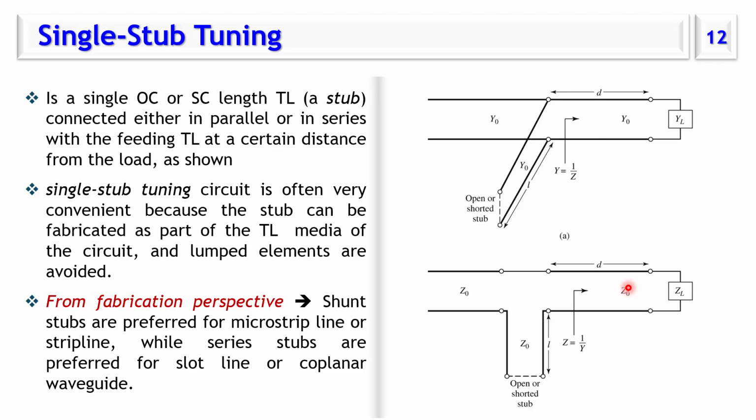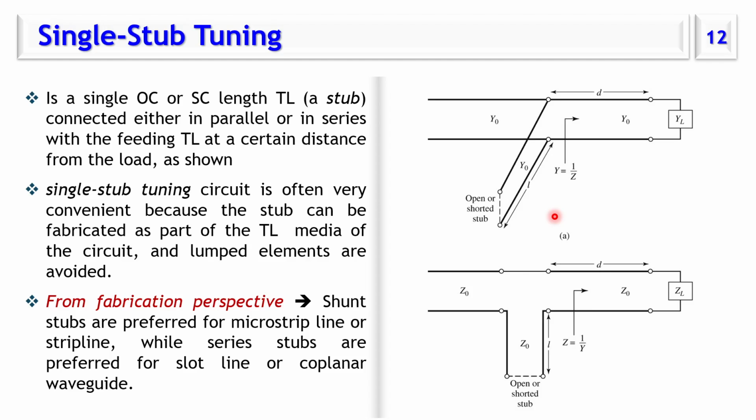There are actually three design parameters here. What is the termination of the stub? Short or open circuit. What is the length of the stub? And what is the distance between the stub and the load? So we have three design parameters: the termination type of the stub, the length of the stub, and the distance between the load and the stub. Those are the three parameters.